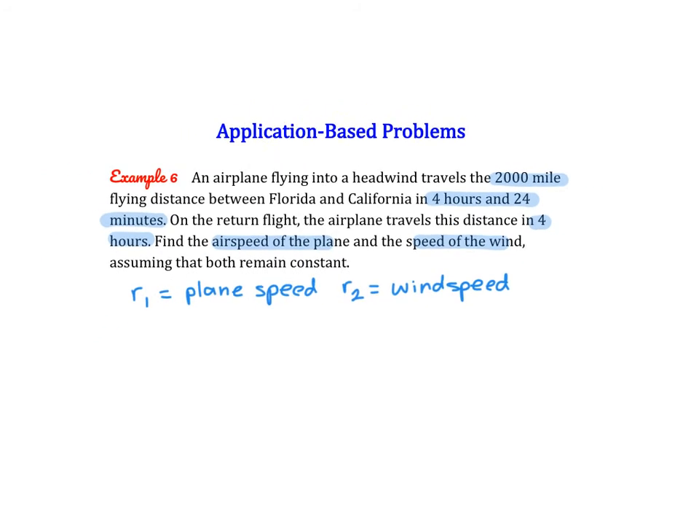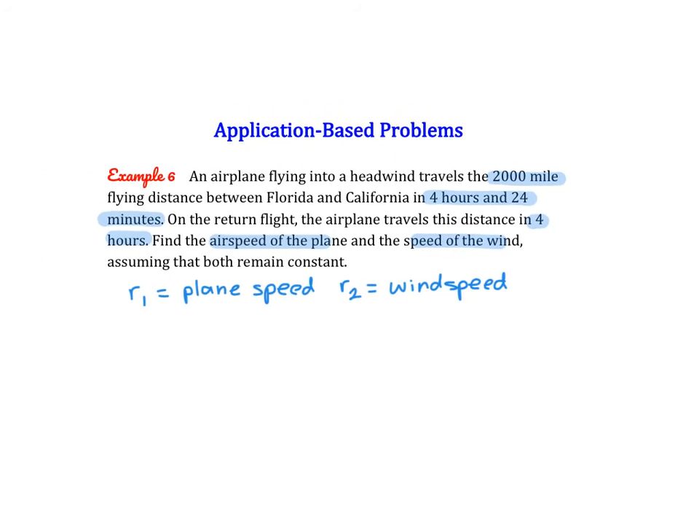So we're actually going to use our distance equals rate times time formula to help us create a system of two equations. You can see that the distance is actually the same for both trips, so we can say 2,000 miles. Let's start with the flight there. It says on the flight there, it takes them 4 hours and 24 minutes. So that's going to be our time, but we have to find a way to describe the rate.